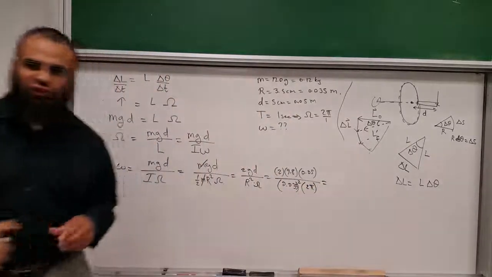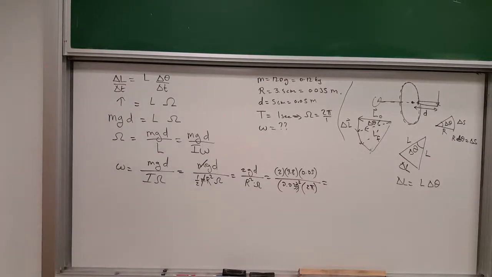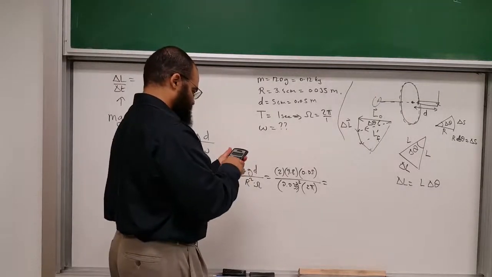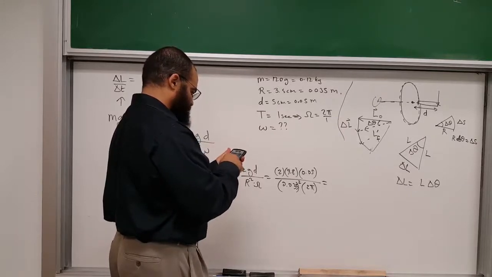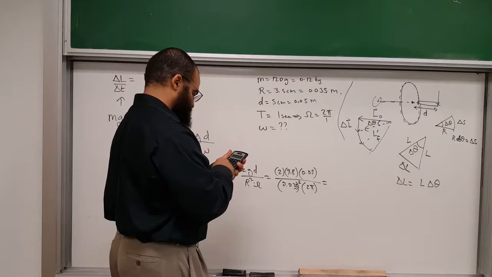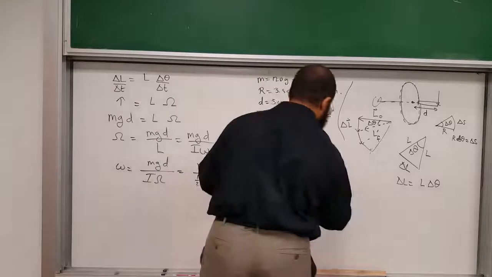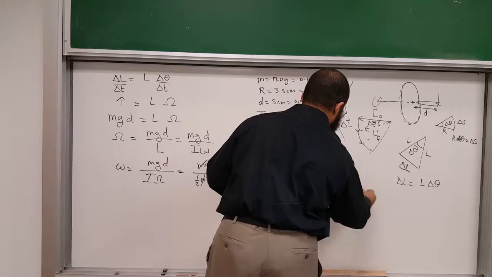So let me just make sure, get my calculator. So we get 2 times 9.8 times 0.05 over 0.035 squared. I got 127.3 radians per second. And I think they want it in RPM.